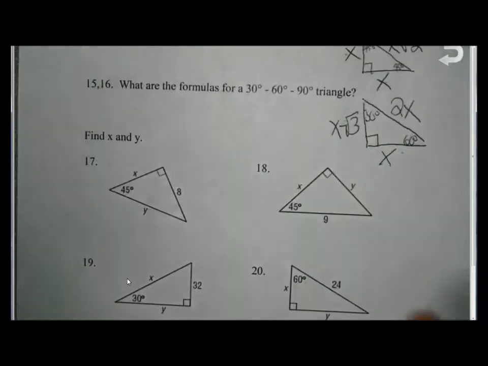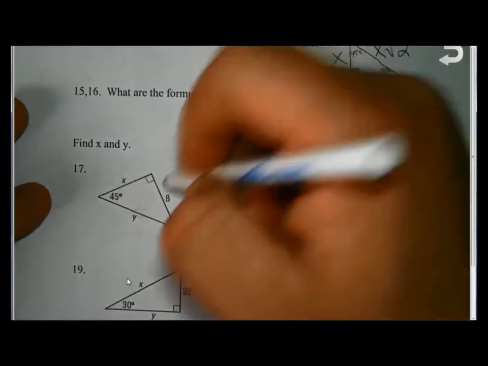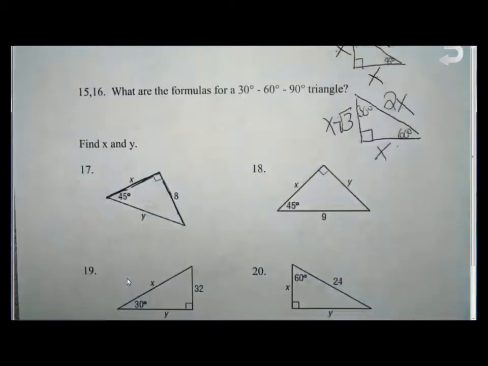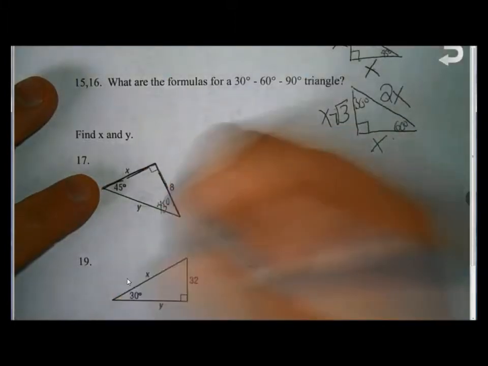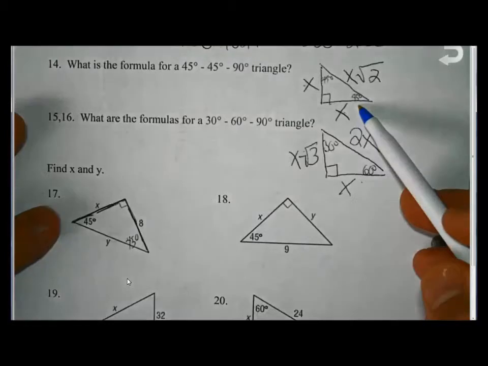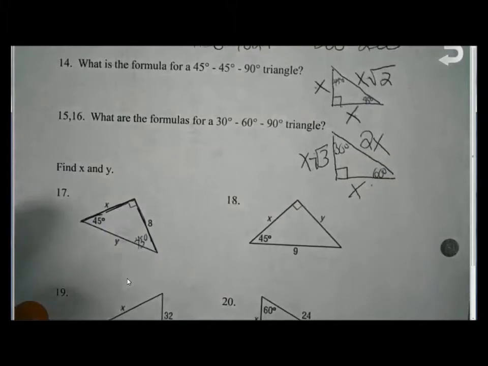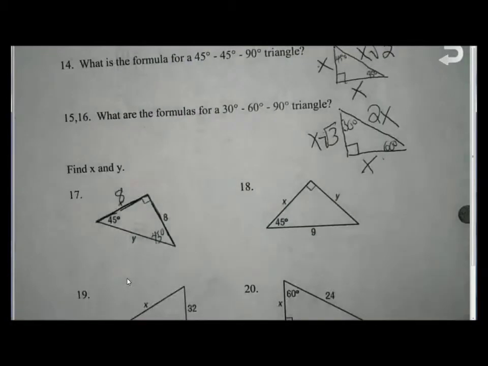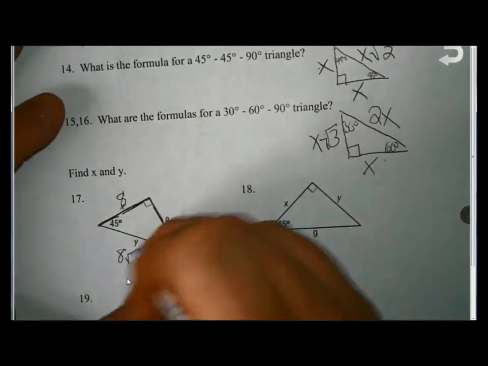Alright. So Jennifer, what did you find for X in number 17? I don't understand. Alright, so if this is 45, 45, 90, do you agree, Jennifer? Okay. Let's look up here at our 45, 45, 90 formula. If this is 8, what does X have to be? X has to be 8. Okay? So Tyler, if X is 8, what does Y have to be? 8 times the square root of 2.